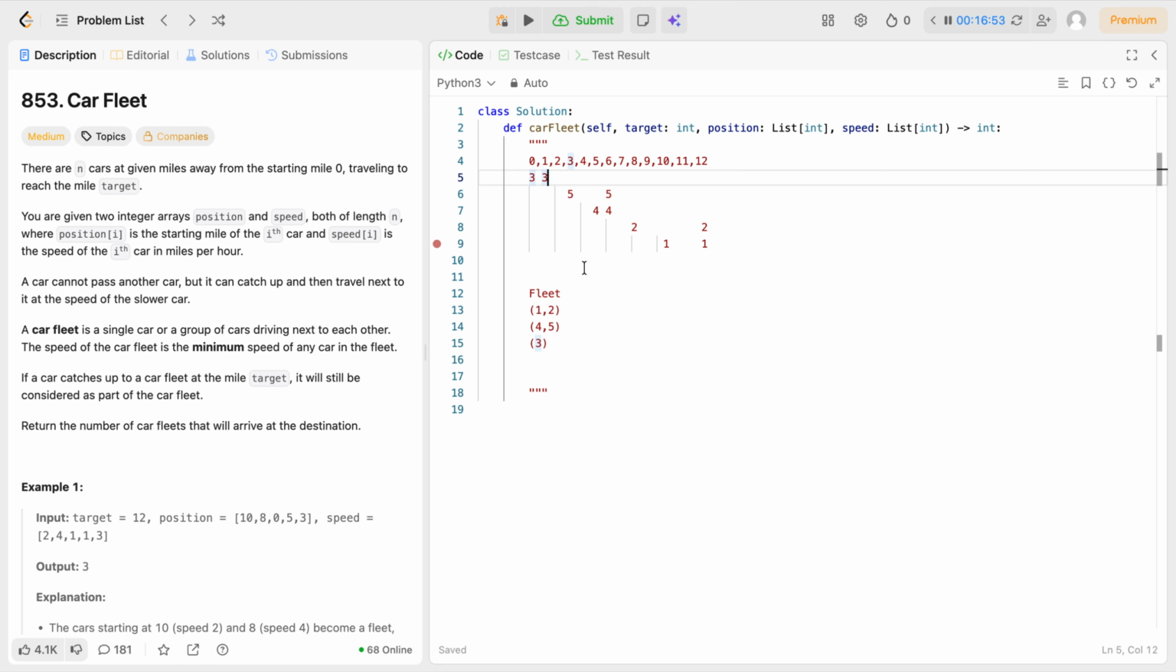Yeah, this is hard. I'm thinking, we have 5 cars. Okay, the cars can move. When a car matches up somewhere before or equal to the target, at a time before or equal to the target, then they count as a fleet. And then how can you track this fleet? That's confusing as well.